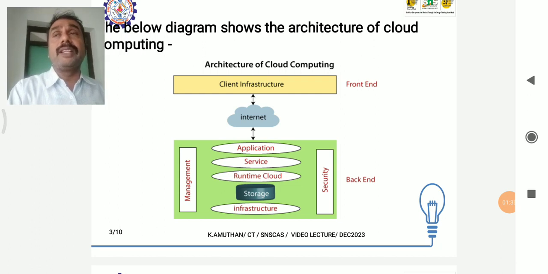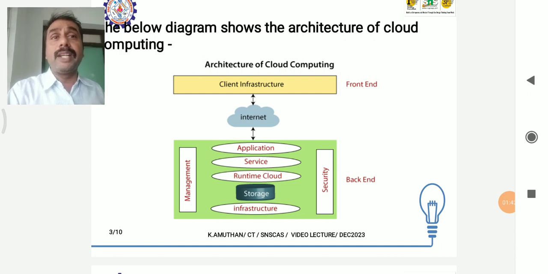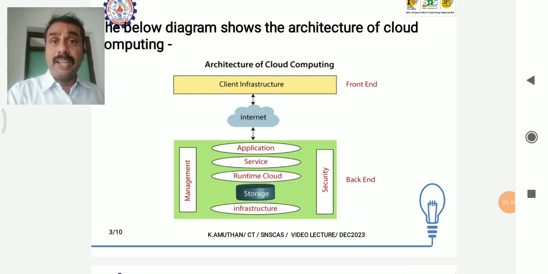In between, the front end and back end are connected at one point, the internet. This diagram shows the architecture of cloud computing. So two components: the front end, that's the client infrastructure, and the back end, which is management security. It manages the application, service, and all other information stored in the runtime infrastructure.